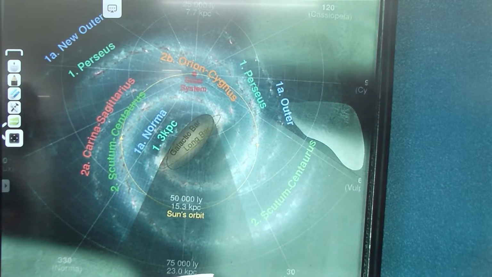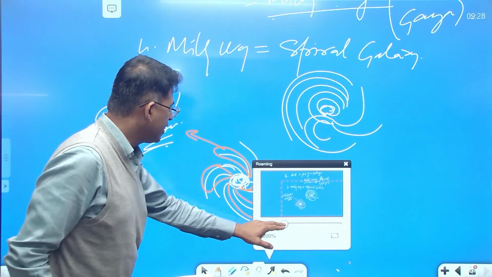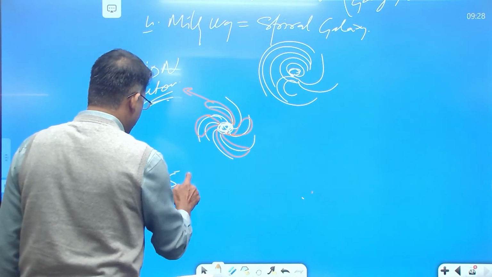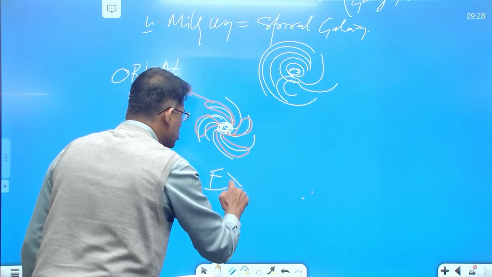Okay, so you understand what is Milky Way, what is Orion sector. Now, there is a new concept and is becoming very popular now. A concept called as exoplanets.